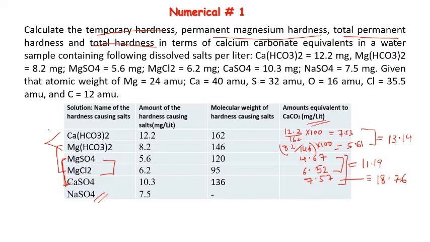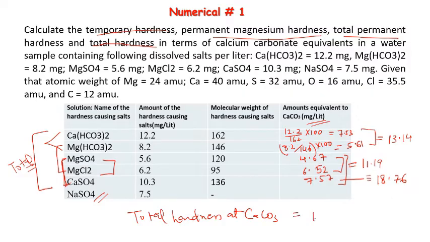Sum of all these will be equal to its total hardness. So total hardness, at calcium carbonate scale, will be 13.14 plus 18.76 in short, and this will give us 31.9 milligrams per liter.